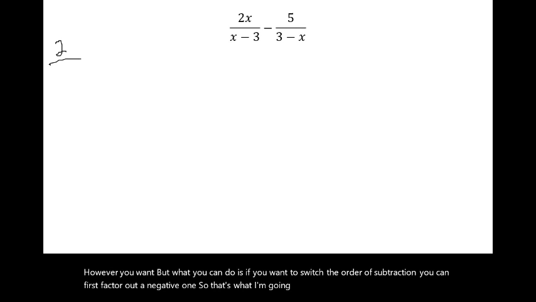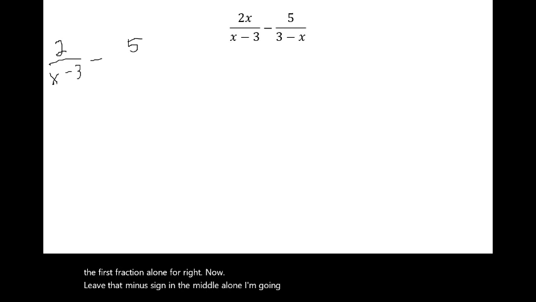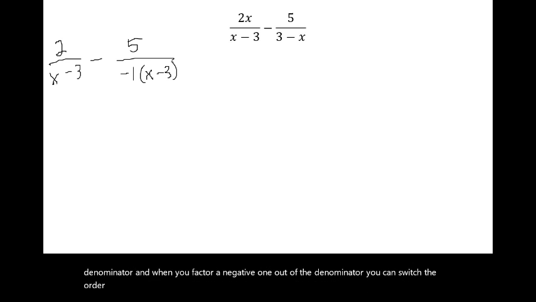So I'm just going to leave the first fraction alone for right now. Leave that minus sign in the middle alone, and I'm going to factor a -1 out of the denominator. And when you factor a -1 out of the denominator, you can switch the order of subtraction. We saw this a couple sections ago.